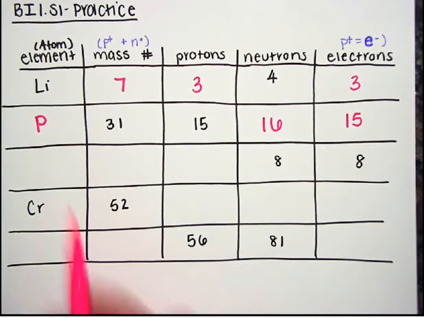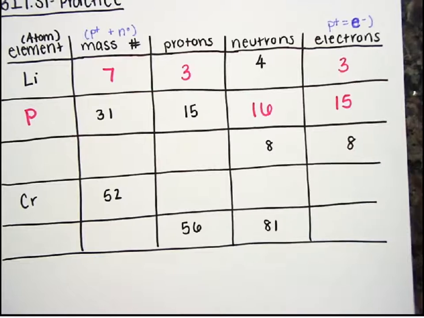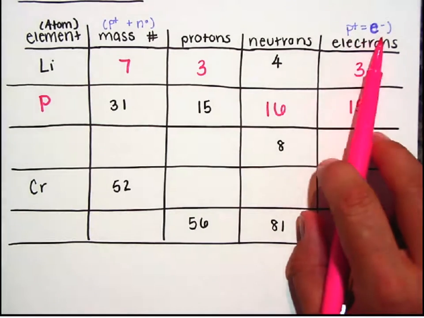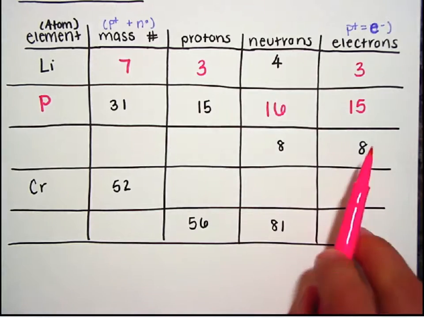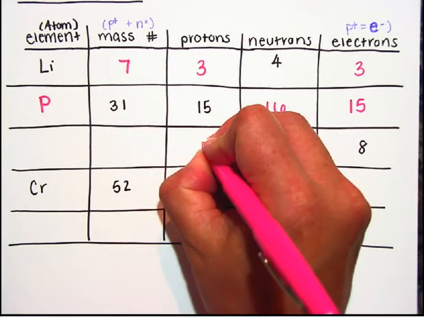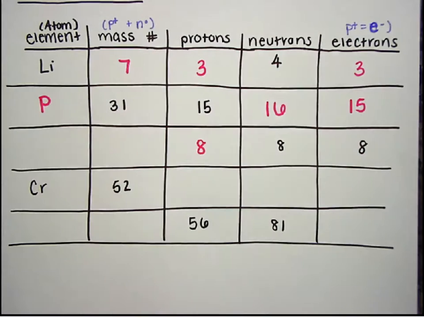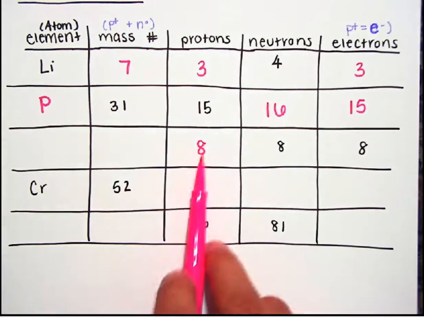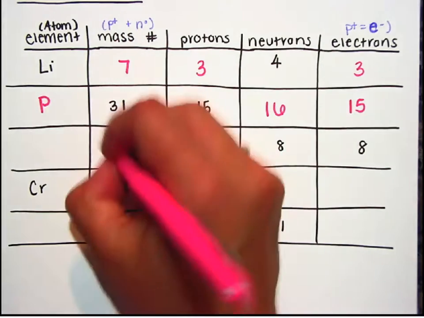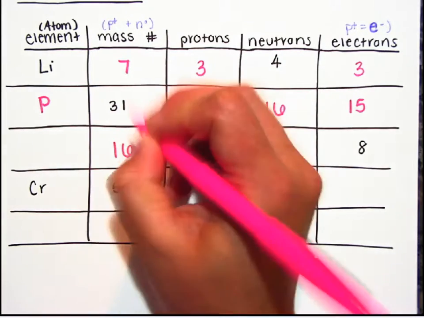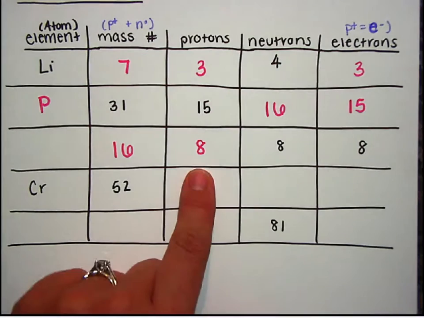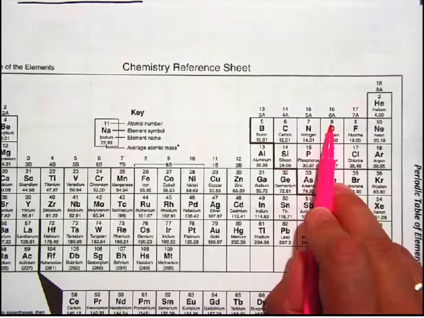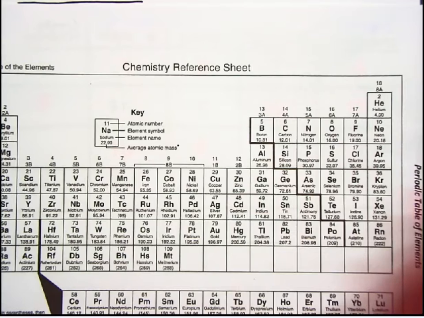Again, pause the video, try row number 3 on your own. Protons equal electrons. If I have 8 electrons, I have 8 protons. The mass number is protons plus neutrons. 8 protons plus 8 neutrons gives me a mass number of 16. Protons determines the identity. 8 protons, atomic number 8 is oxygen.